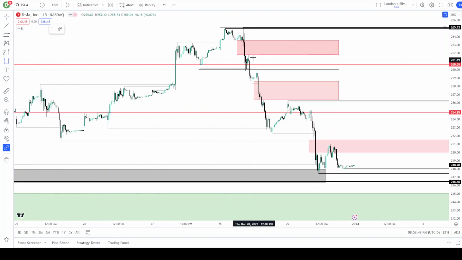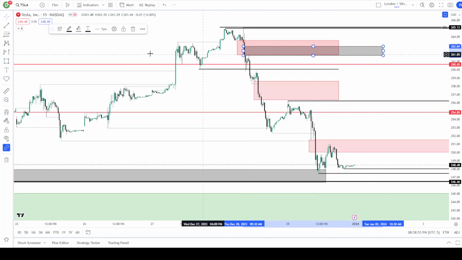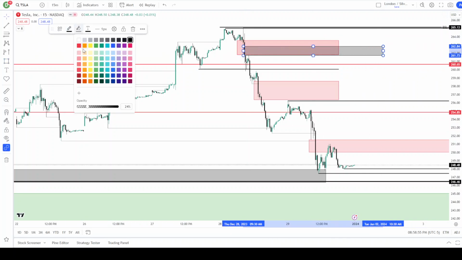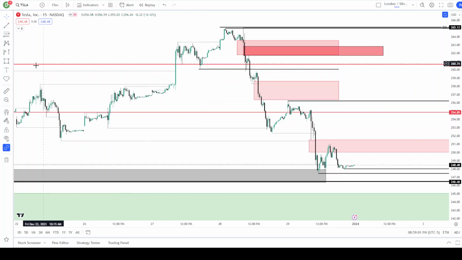I'm really just focused on the 1 hour right now because I'm looking to see if we're going to see a turnaround or not. But you could go ahead and put your additional fair value gaps in there, if you want to see exactly where.